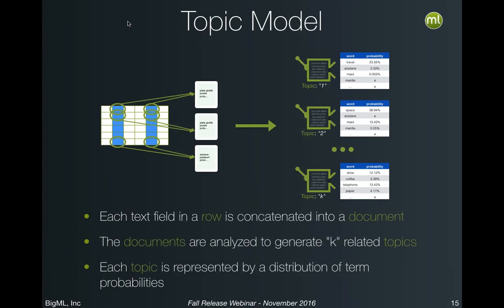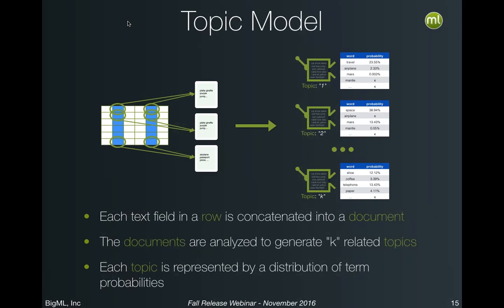And so now let's imagine we have K of these topics. We have K of these machines that generate random words. We're going to concatenate all of the text fields in each row of our data set into a single document. And then we're basically going to try to figure out the K machines that are likely to have generated these things. And again, each topic is represented as a distribution over words.